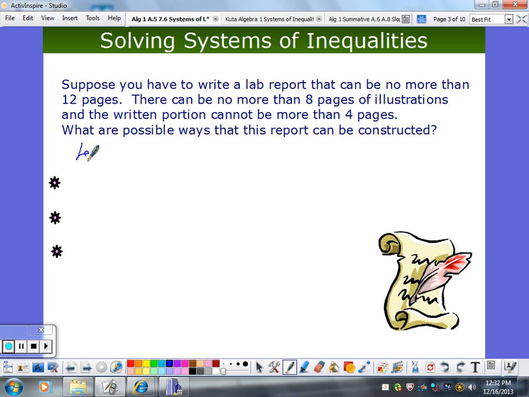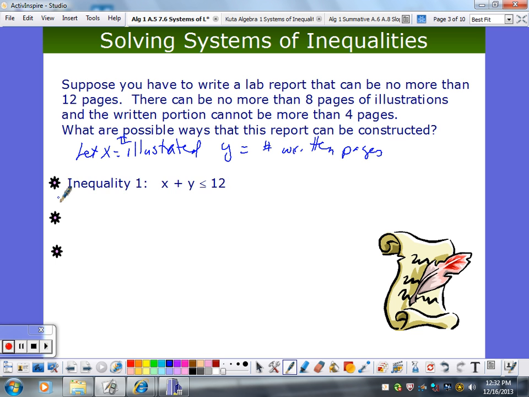So if I'm using x and y, I'm going to let x be the illustrated pages, the number of illustrated pages. I'm going to let y be the number of written pages that I have. I want to write some inequalities. So here's my first one. x plus y less than or equal to 12. So where did that come from?